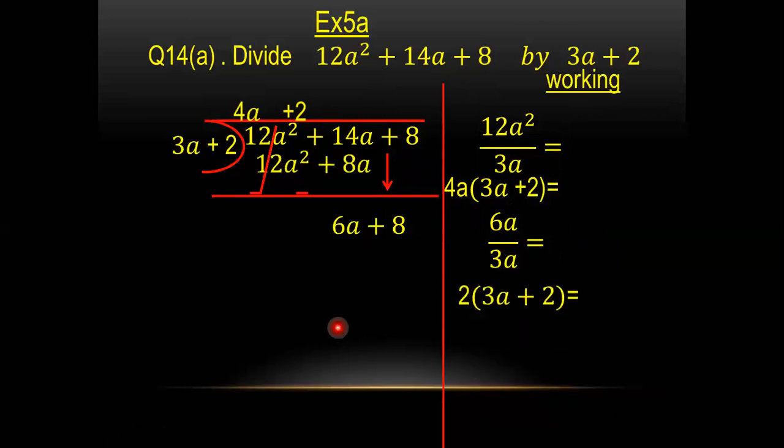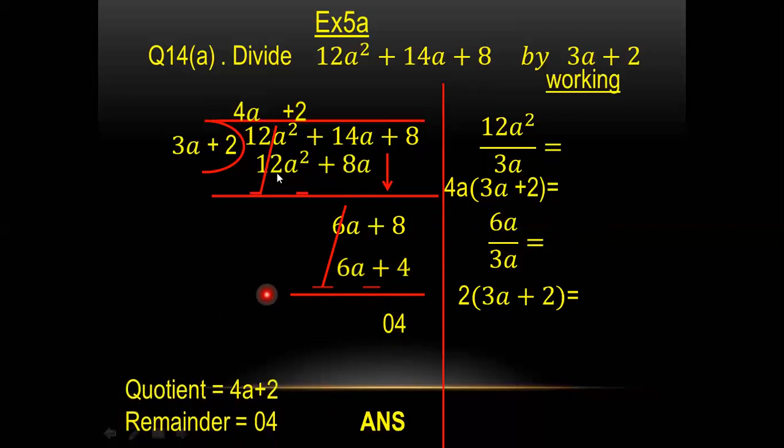2 into 3a plus 2 will give us 6a plus 4, which will be shifted over here, and subtraction means change of sign. Now this was plus, this is minus. This is plus sign. Now I will change the sign and it becomes minus. Now these two terms will be cancelled out, and plus 8 and minus 4 will give us plus 4, right? So this is the remainder. So overall we can get the answer: quotient is equal to 4a plus 2 and remainder is equal to 4.